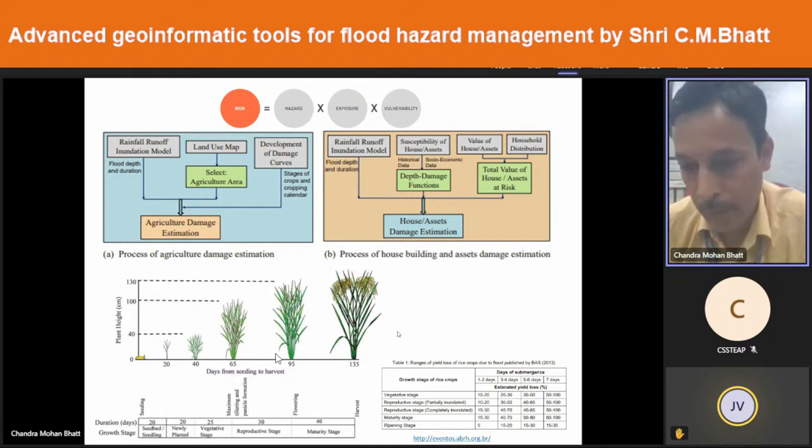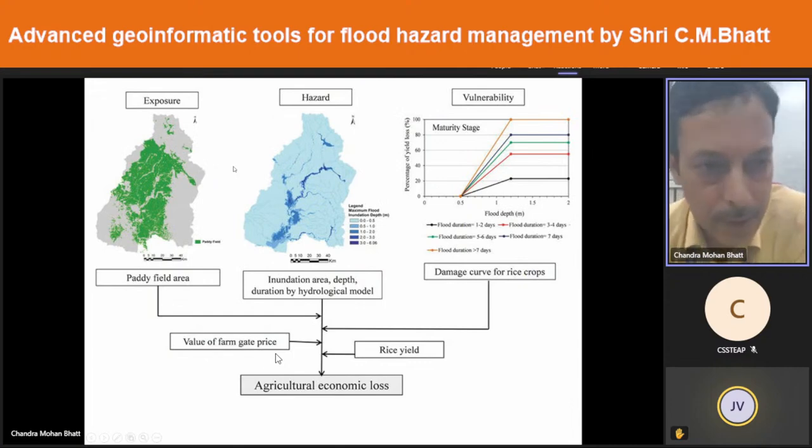And we also have such kind of information. Here you can see the exposure is to the paddy crop. This also can be derived from the satellite images, the area that is under paddy cover. Hazard means which area will be flood impacted, which can be drawn from the satellite data or through modeling techniques. And then we have the vulnerability. These curves are available depending upon the flood depth and the maturity stage. So there are damage curves for rice crops where the flood duration is 1 or 2 days, 5 to 6 days. So we can compute the agricultural economic losses.